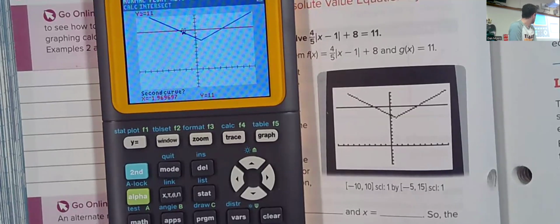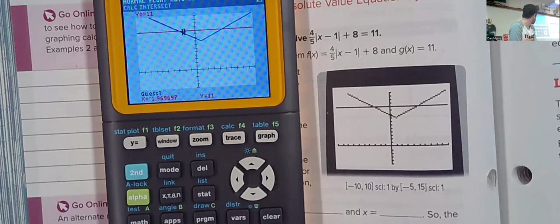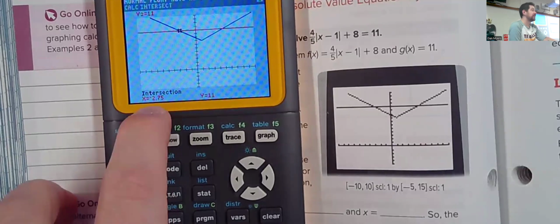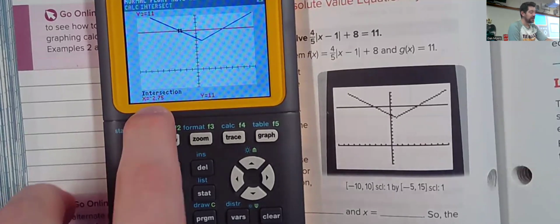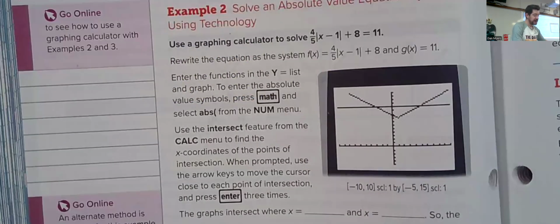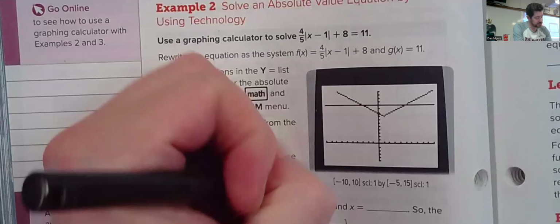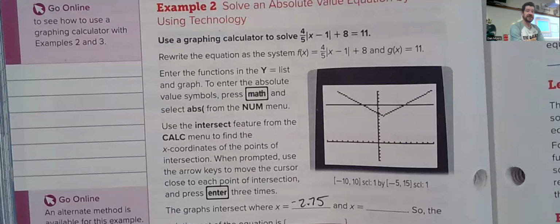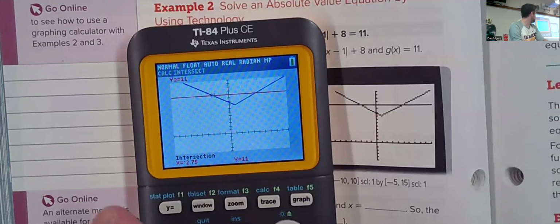I'm going to hit enter again. And then it should automatically say guess, and then it's just going to snap to the left a little bit and give us that one right there. And the x value, we're only looking for the x value here, is -2.75. So that is one of our answers. So we've got a -2.75 to get the intersection. All right, let's do it for the other one now.